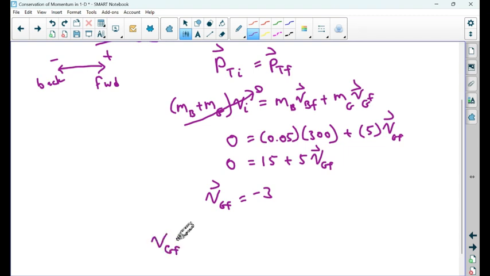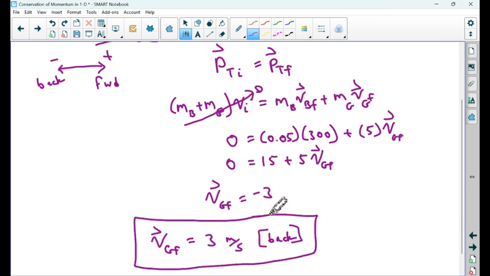The velocity of our gun final is going to be 3 meters per second, and I'm going to use one significant digit because that's what is included in the input data, and it's going to be backwards. So I'll write backwards to make it clear, and we'll put a box around it to show that's our final answer.